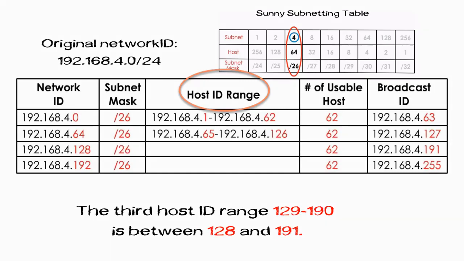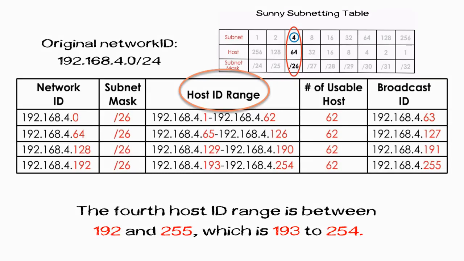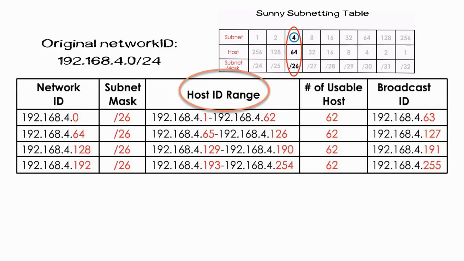The third host ID range, 129 to 190, is between 128 and 191. The fourth host ID range is between 192 and 255, which is 193 to 254. To keep it simple, we only talk about the last number, because the first three numbers stay the same. That's all. We get all the answers.